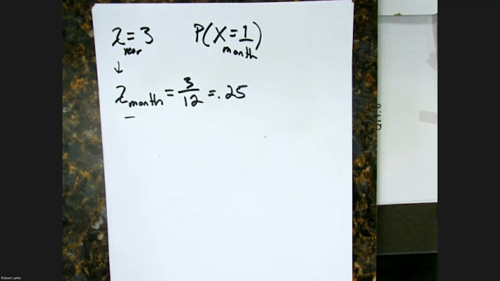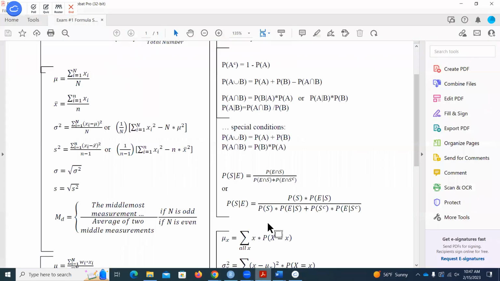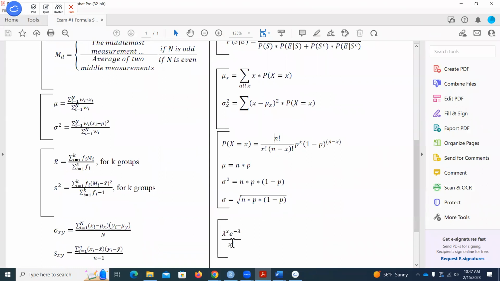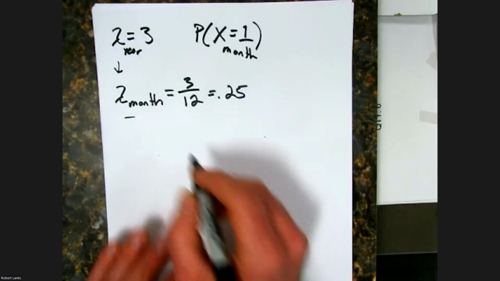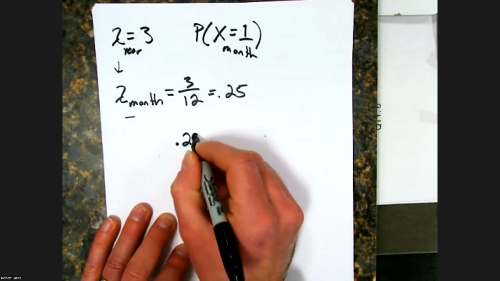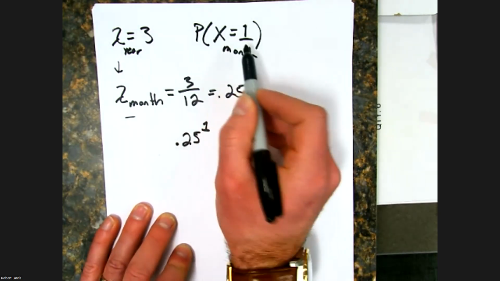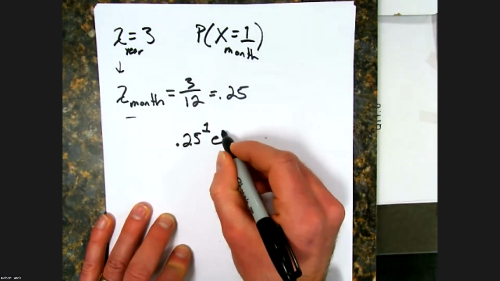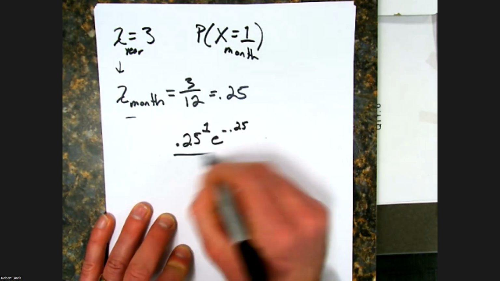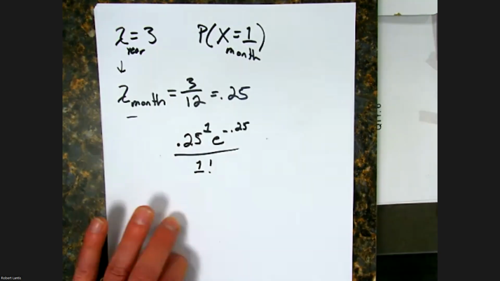Now it's just a matter of going to that Poisson distribution equation, plugging in my lambda of 0.25, and plugging in my x value of 1. So lambda to the x. Remember, we wanted just one success. E to the negative lambda over x factorial, right?